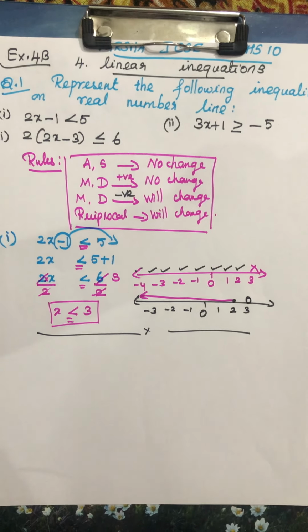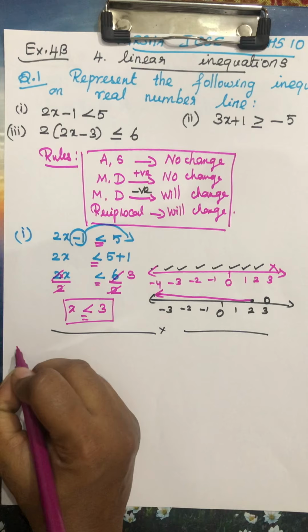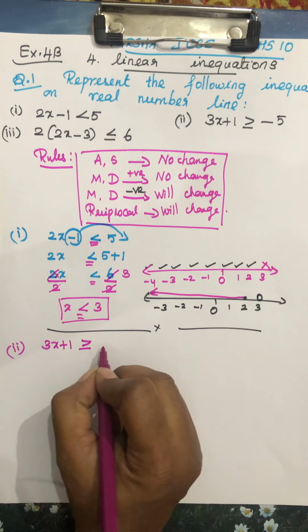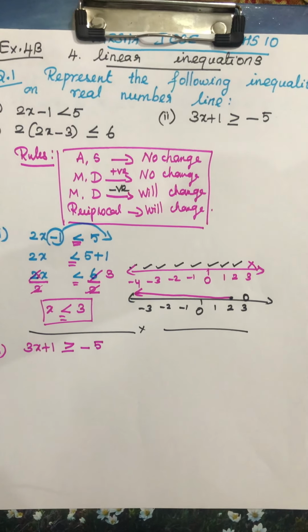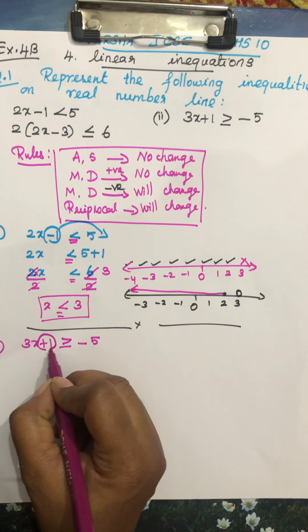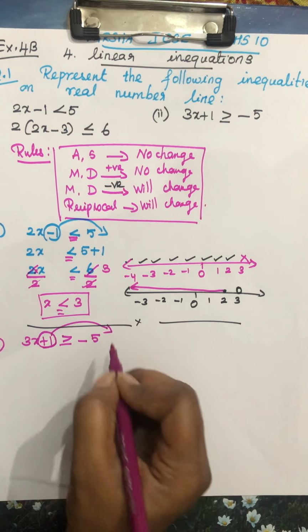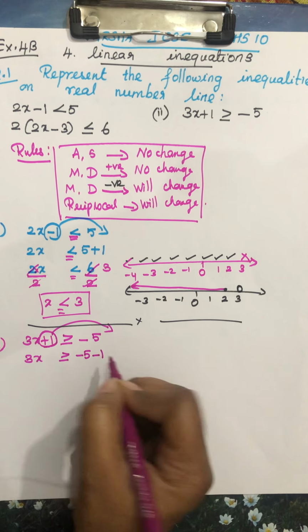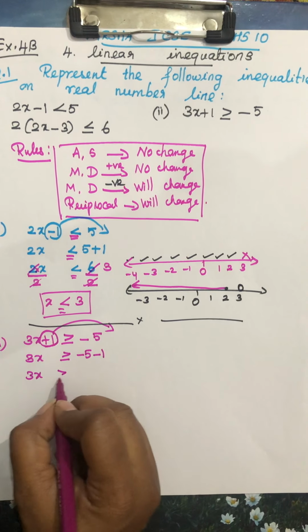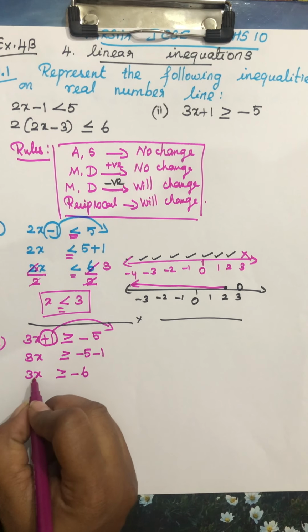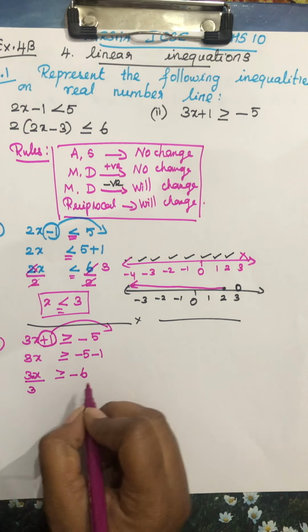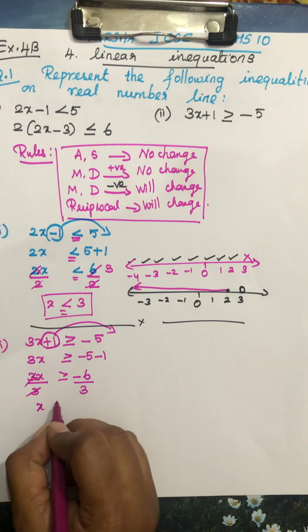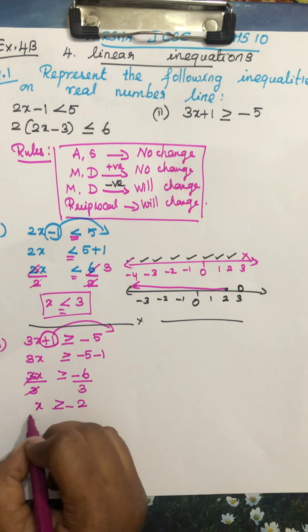Now do the second sum. The second sum is 3x plus 1 greater than or equal to minus 5. First you eliminate this plus 1. This plus 1 goes to this side. So 3x is greater than or equal to minus 5 minus 1. So this is 3x greater than or equal to minus 6. Now I am going to eliminate this 3, so I divide by 3. If you cancel, this is x greater than or equal to minus 2.